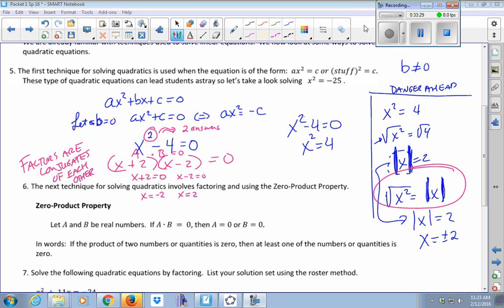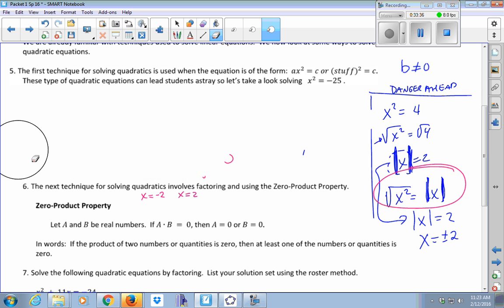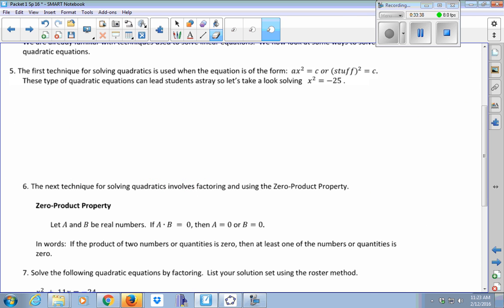Okay, so we still haven't dealt with x squared equals -25. So let's deal with that. The absolute value of x, what would be the definition? I'll tell you when I grade your quiz, since that was on your quiz.